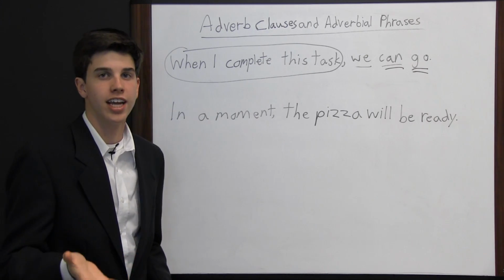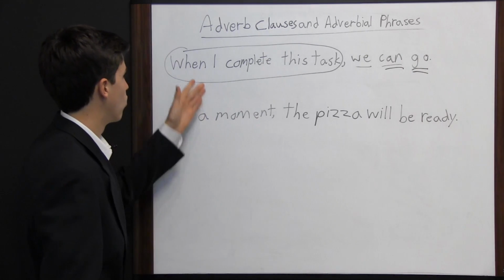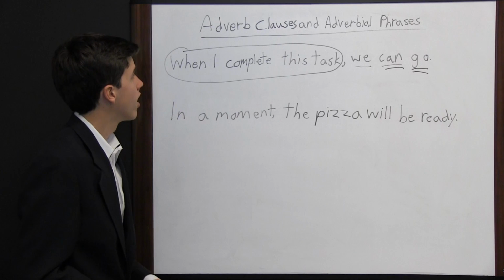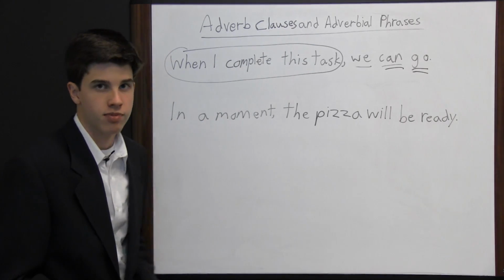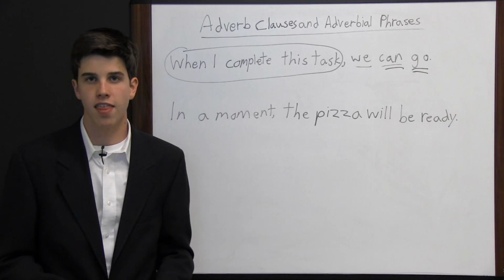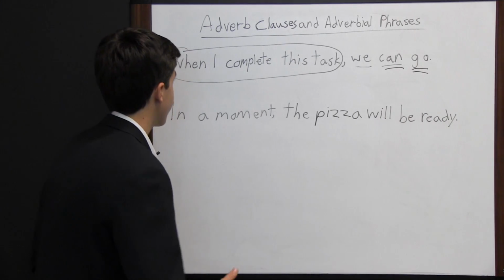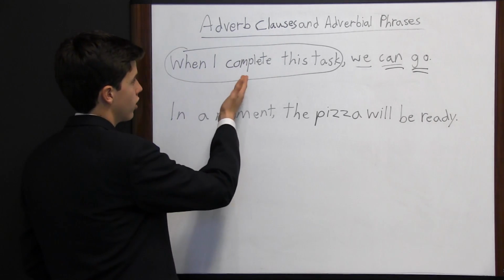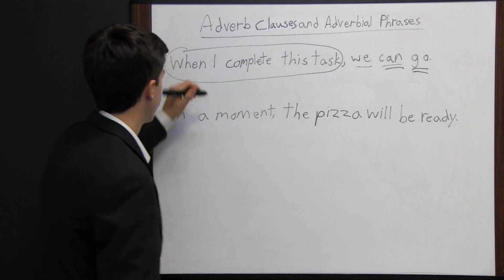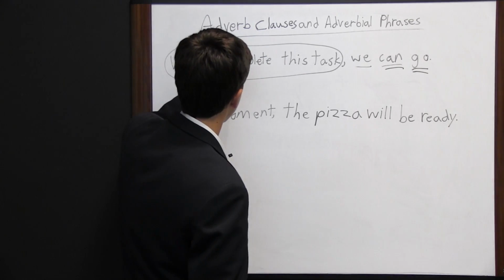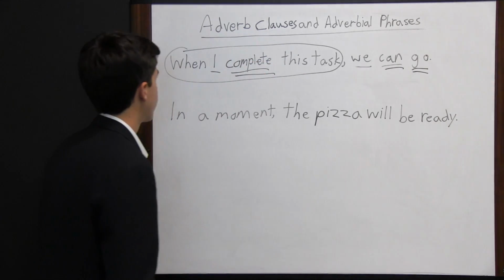So the question here is when, and it's saying when I complete this task. Now notice that it's called a clause. It's called an adverb clause, and that's because clauses contain both a subject and a verb. And that is the case with this group of words right here. You see a subject and a verb. I is the subject, and complete is the verb.